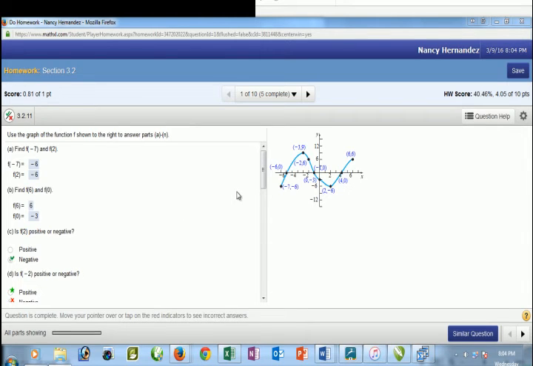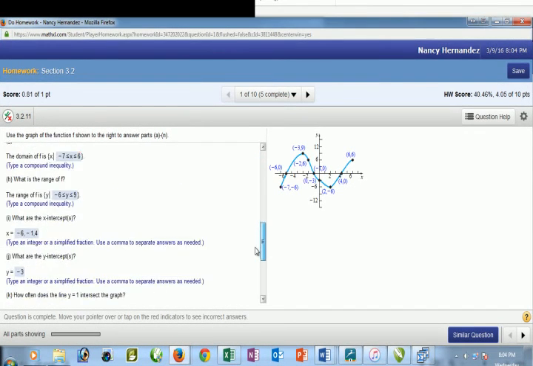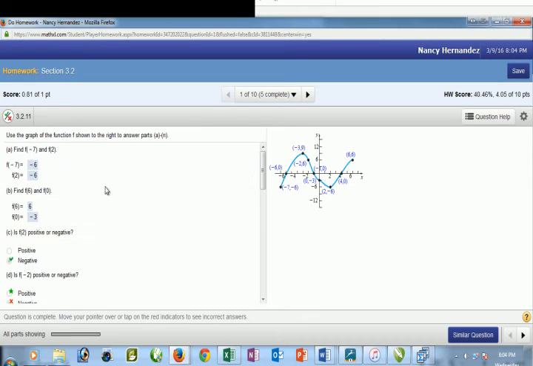Okay guys, this is section 3.2. I've logged in as one of the students so I can make a video and see what MATLAB is looking like. Don't forget, this is section 3.2, just like this says.